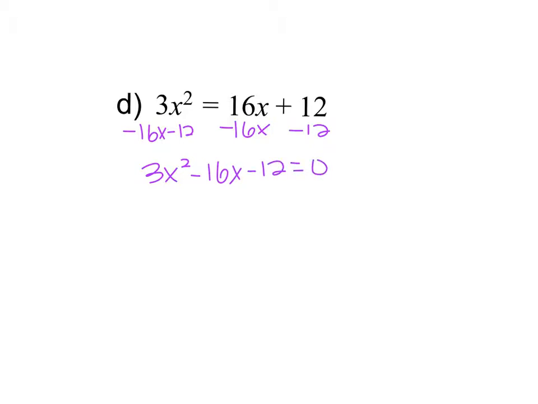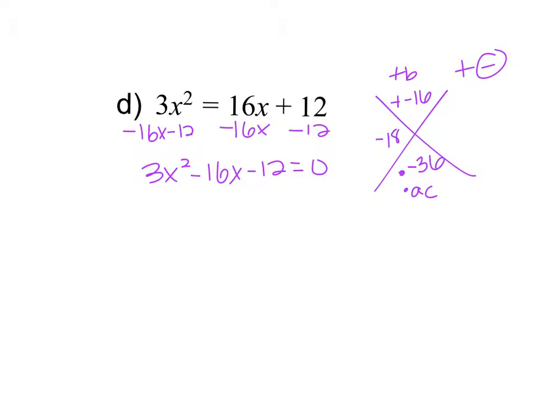And this is the one that, since a does not equal 1, we do have to factor by grouping. And we do have to say what adds to be the b term, so it adds to be b, and multiplies to be a times c. So it adds to be negative 16 and multiplies to be negative 36. So what is that? Looks like it's going to be a positive and a negative, and your bigger number is negative. That's going to be negative 18 and 2.